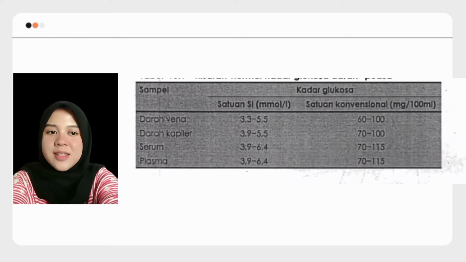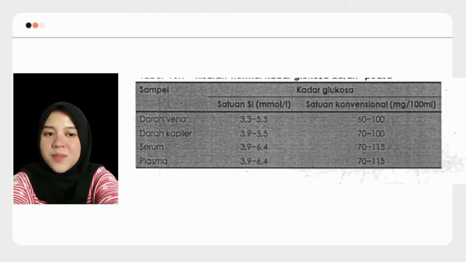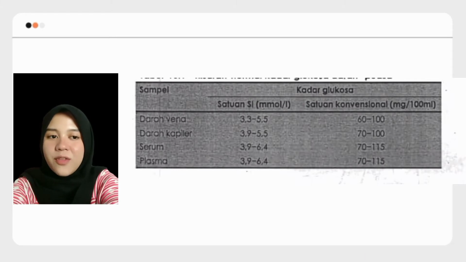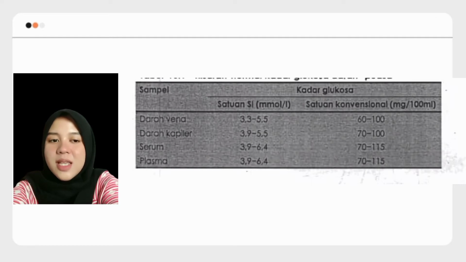3. In serum samples, glucose levels in SI units are 3.9 to 6.4 millimoles per liter, and in conventional units are 70 to 115 milligrams per 100 milliliters. 4. In plasma samples, glucose levels in SI units are 3.9 to 6.4 millimoles per liter, and in conventional units are 70 to 115 milligrams per 100 milliliters.